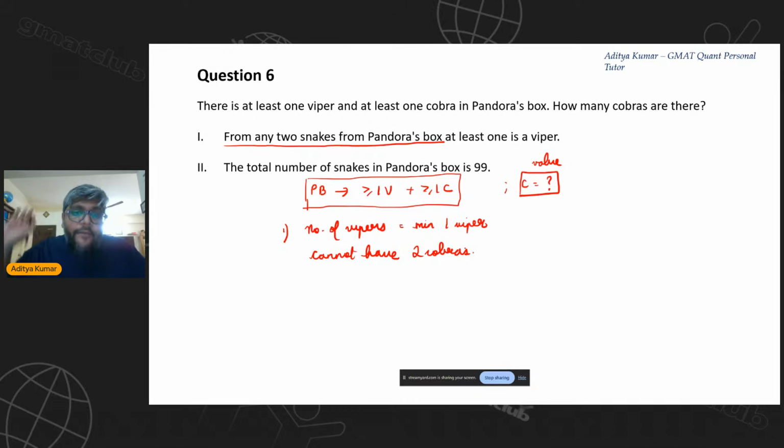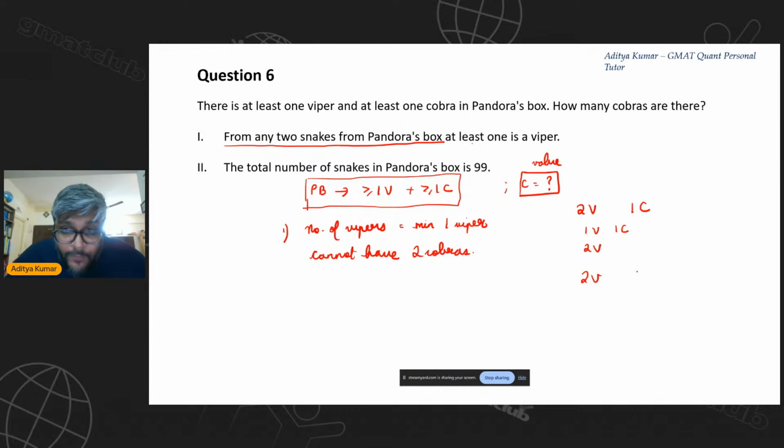I cannot have two cobras in the box because, say, let's take the scenario. Suppose I have two vipers and one cobra. Any two snakes that I pick up from Pandora's box, at least one will definitely be a viper. So what are those two scenarios? I would have one viper, one cobra, or two vipers. So it satisfies what the first statement gives me.